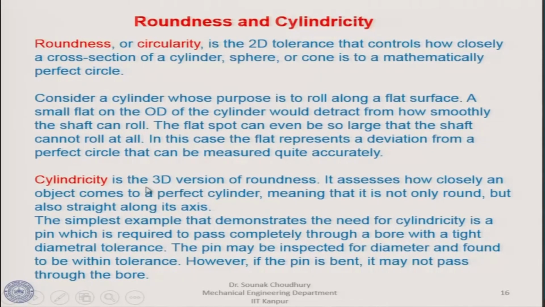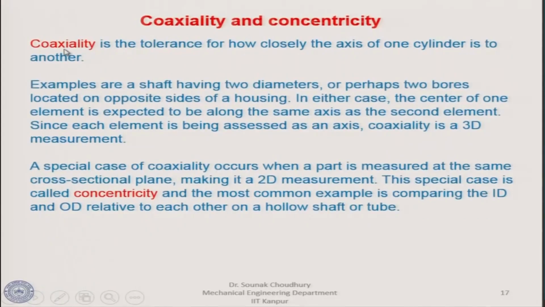The cylindricity is the three dimensional version of roundness. Okay. It assesses how closely an object comes to a perfect cylinder, meaning that it is not only round, but also straight along its axis. The simplest example that demonstrates the need for cylindricity is a pin. Okay. This is required to pass completely through a bore with a tight dimensional tolerance, is it not? Now, if the pin is bent, it may not pass through the bore. So, that is what we are saying, that then it is not cylindrical.